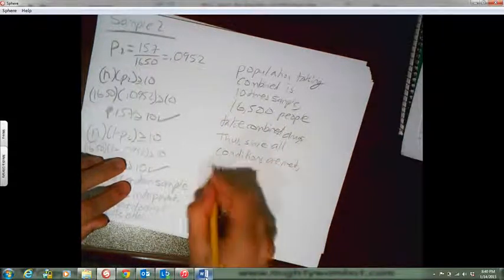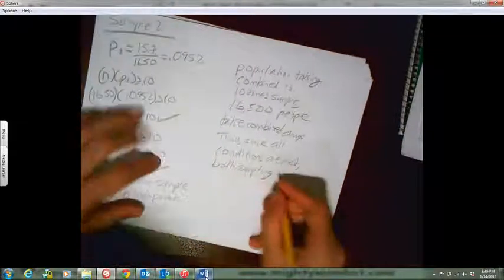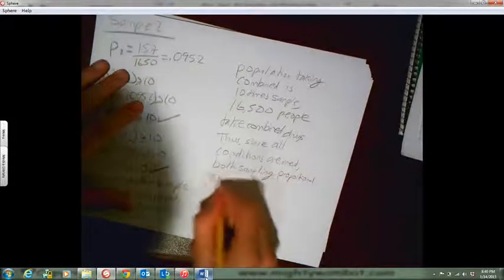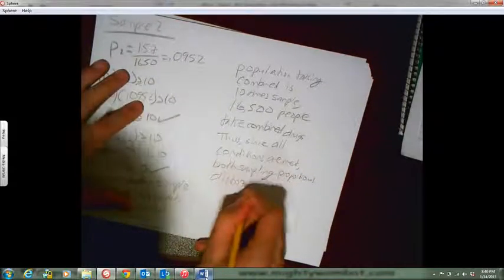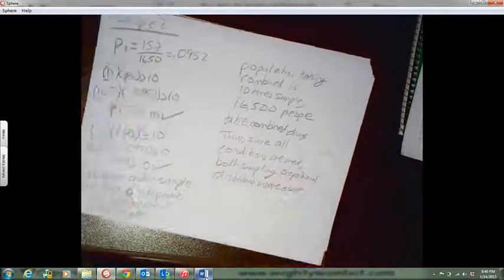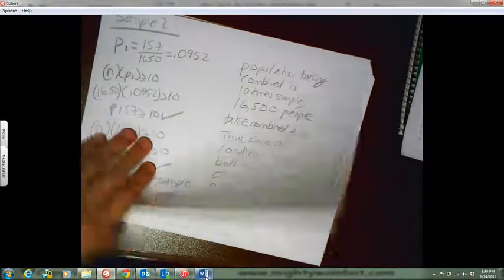Both sampling proportion distributions are about, hands getting a little tired here, normal. Almost done though. Here comes the math. So we just did the conditions for both samples, now the math.